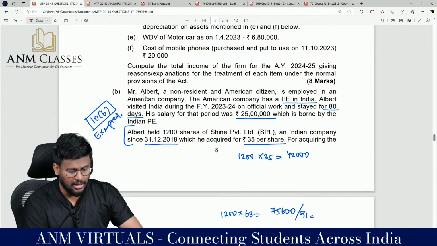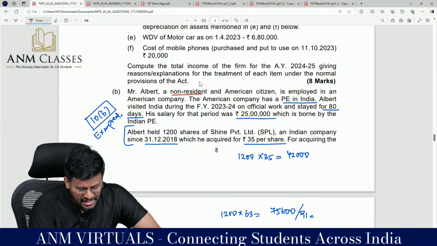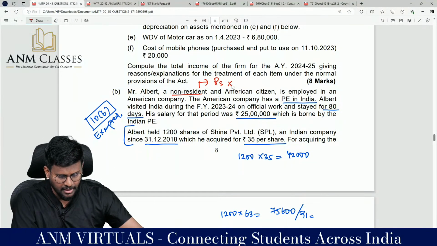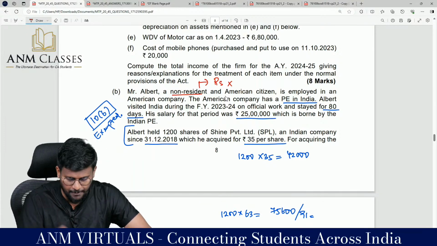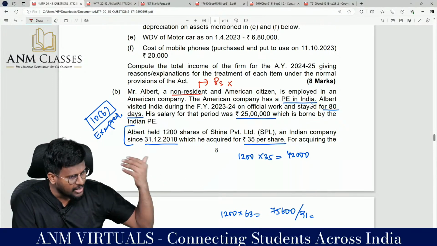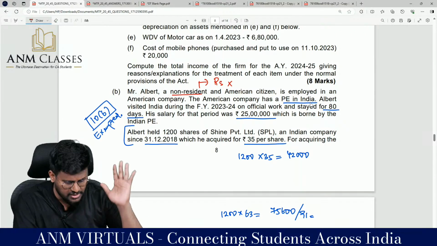Mr. Albert, a non-resident, they themselves have given as non-resident. So we need not apply residential status, because they declared him as non-resident and American citizen, not an Indian citizen. He is an American guy. He is employed in an American company. So non-resident, American citizen, staying in America, there is no need to pay even a single paisa of tax in India.